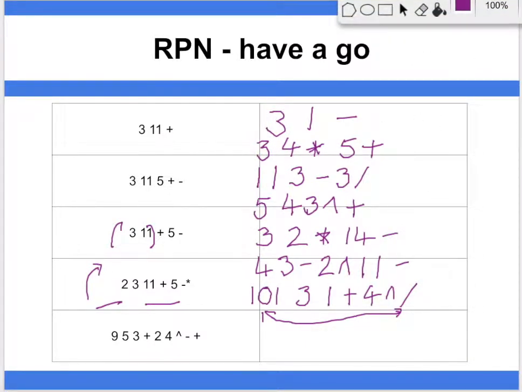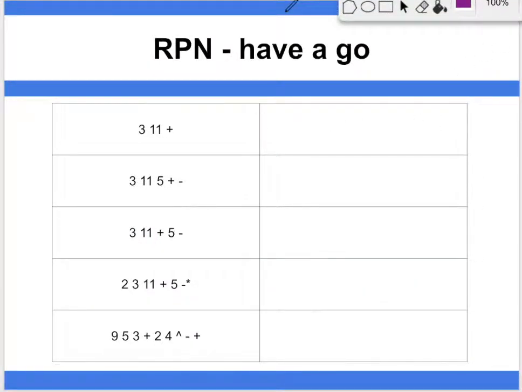Okay, so with the first equation, what we've essentially got here is 3 plus 11 to give us an answer of 14.